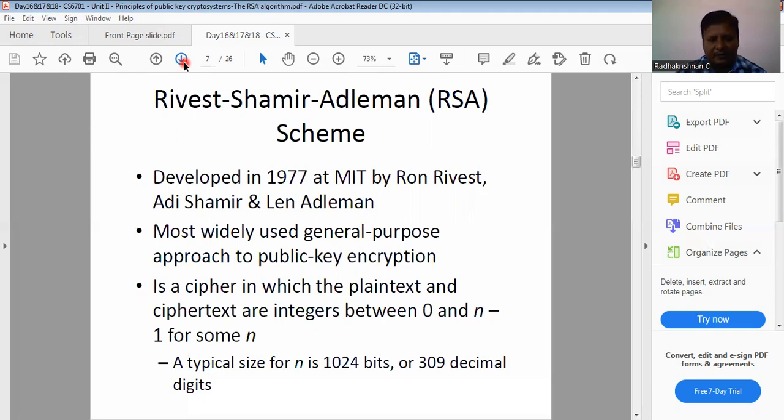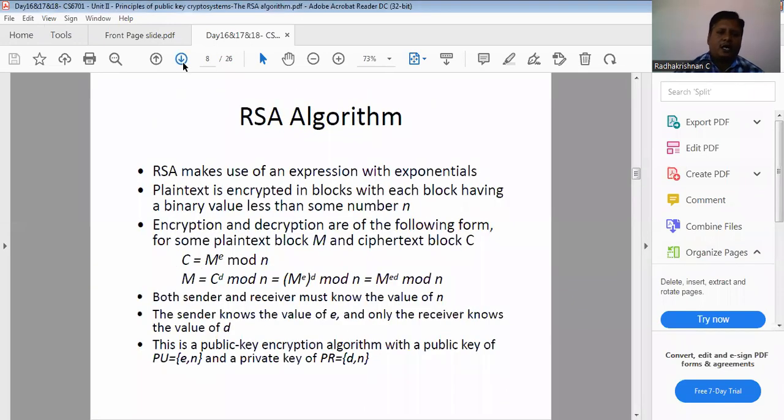RSA is a cipher in which the plaintext and the ciphertext are integers between 0 and n minus 1 for some n value. The size of the n value should be a maximum of 1024 bits or 309 decimal digits. This is the initial configuration of the RSA algorithm. The RSA algorithm makes use of expressions with exponentials.